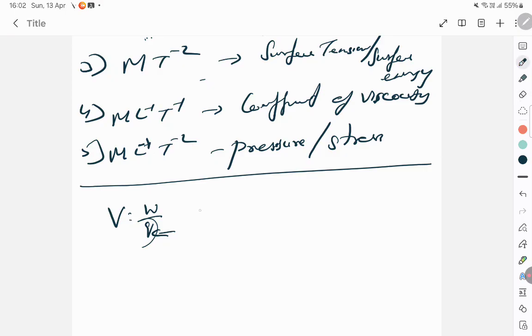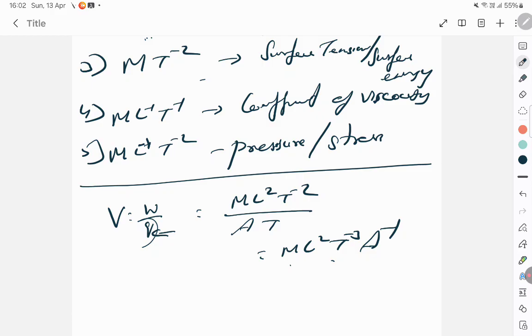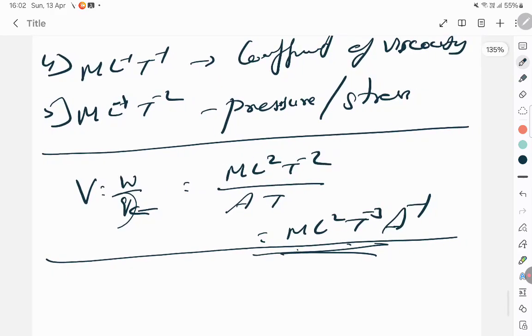So then this will be work done, ML square T to the power minus 2, by charge, which is ampere into time. So when it goes up, this will become ML square T to the power minus 3 into ampere to the power minus 1. So this will be the dimensional formula for potential, or volt.